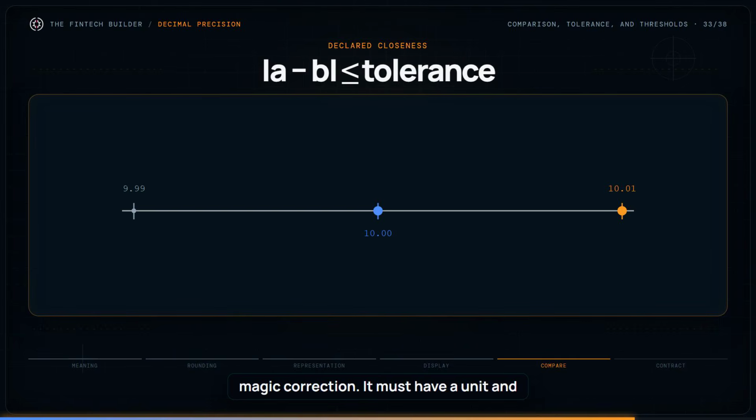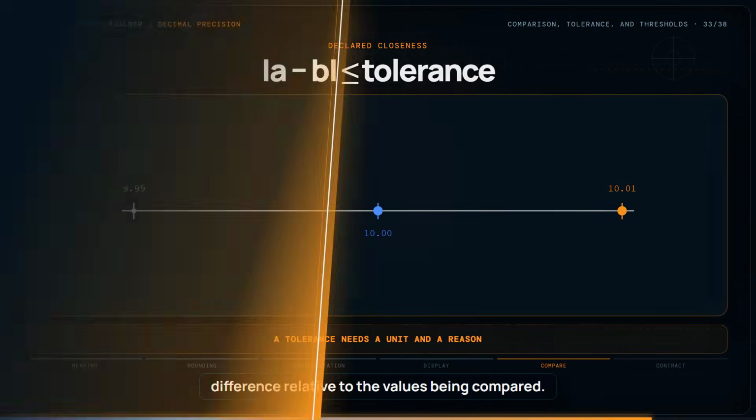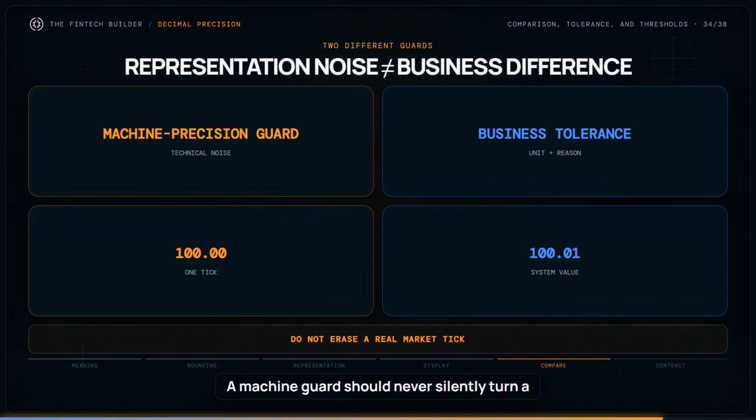It must have a unit and a reason. A tolerance of 0.01 might be reasonable for a cent level reconciliation, but it could be far too large for a small interest rate and far too small for a large statistical estimate. Relative tolerance can help when values span very different magnitudes because it scales the allowed difference relative to the values being compared. A machine precision guard handles tiny representation noise. A business tolerance represents an accepted real world difference. Those are not the same thing. A machine guard should never silently turn a genuine one tick price difference into equality.